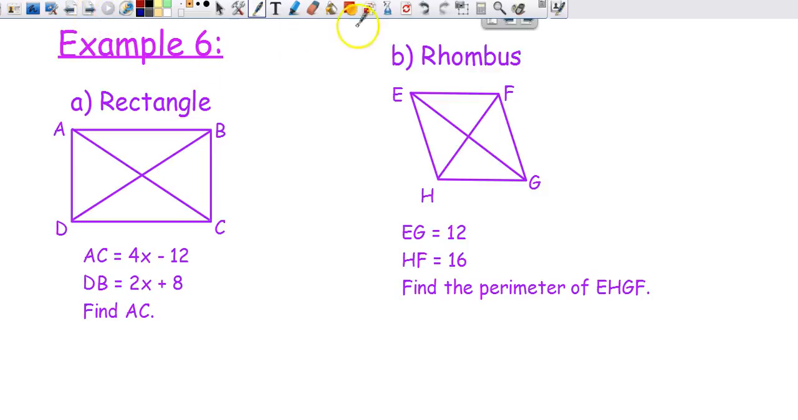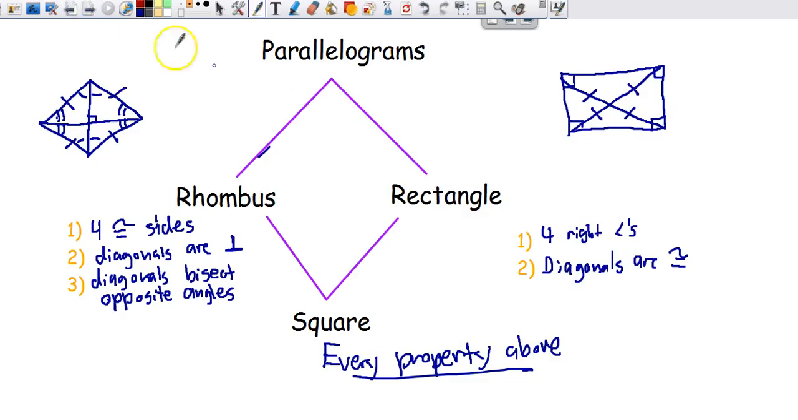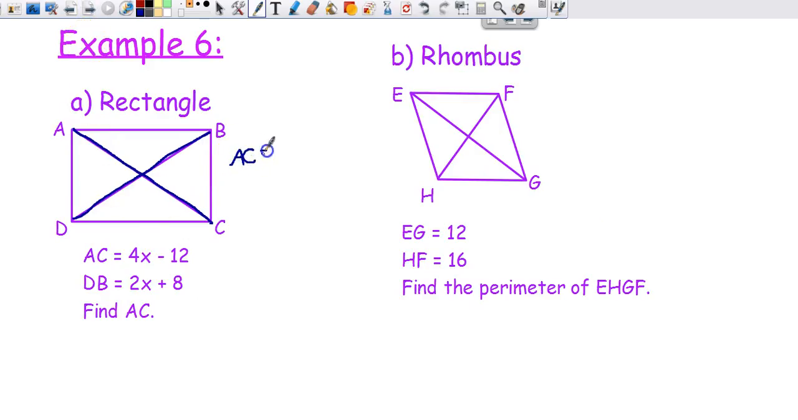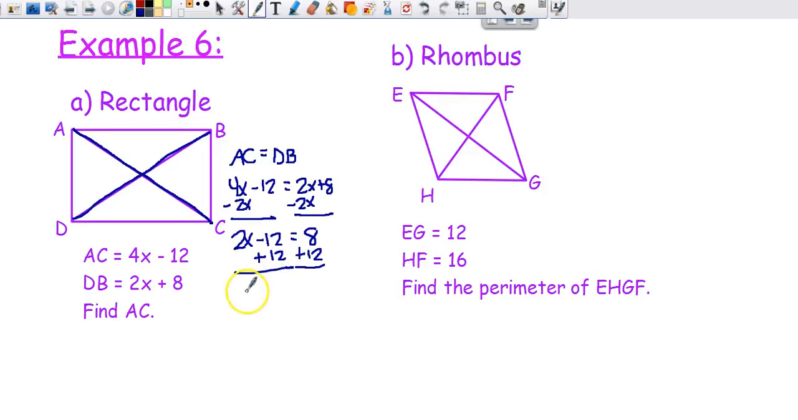So example 6 has a rectangle and a rhombus in it. Let's talk about the rectangle first. We're given AC and DB, and those are the diagonals of the rectangle. If you look back to what we just wrote, diagonals are congruent, which means I can set those 2 equal to each other. I know that AC is going to have the same length as DB. So 4x minus 12 equals 2x plus 8. Solving for that, I want to get the x's on both sides, so I'm going to subtract the 2x. Add the 12. And divide by 2.